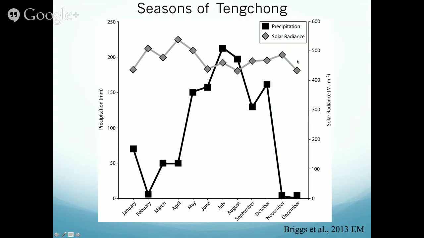The solar radiance really doesn't change a whole lot throughout the year. I'm going to go through and explain a sampling in January, also one in June. I'm going to briefly talk about a sampling that we did in August, but mainly I'm going to focus on this comparison between January and June, between a fairly dry and a fairly wet season.